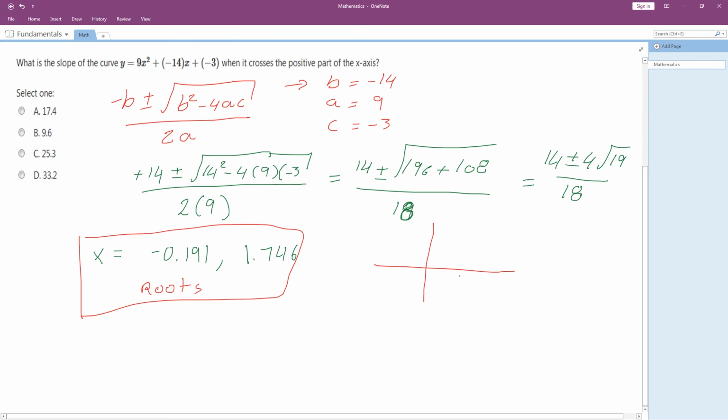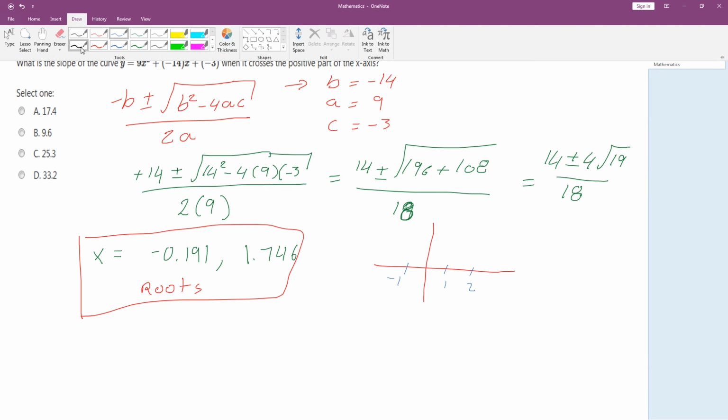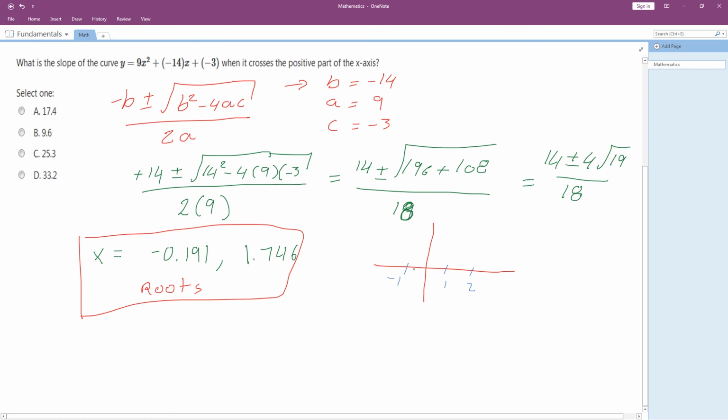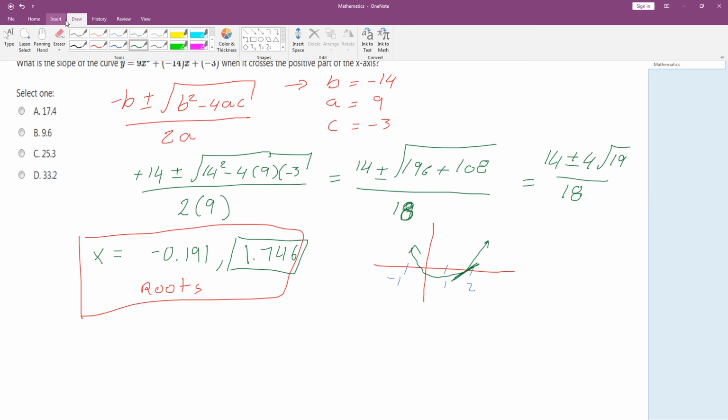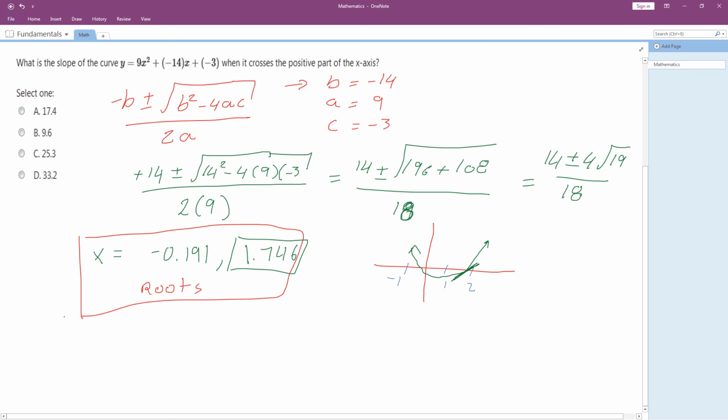Since a is positive, it's going to be concave up. So if we sketch it, it comes close to 0, and the positive root is 1.7, almost 2. We're interested in the slope, the tangent line. As it crosses, we have a tangent line, and we need to find that.